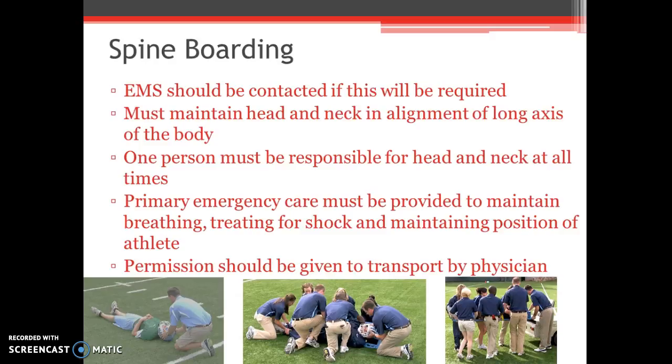Spine boarding. All I want to cover, again, this chapter is really good because usually we cover some spine boarding, and if we find that we have some time, we'll do this in class. But one person must be responsible for the head and neck at all times. So as I said, if we suspect a spinal injury, all we need to do is get down there. The person who stabilizes the cervical spine is at that point in charge for the duration of the spine boarding.